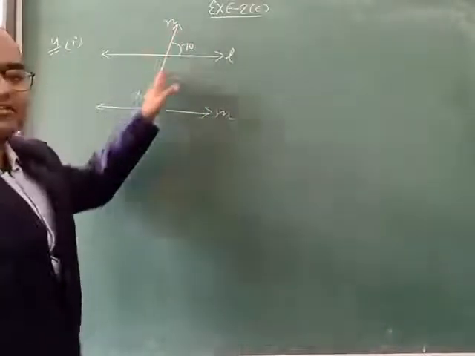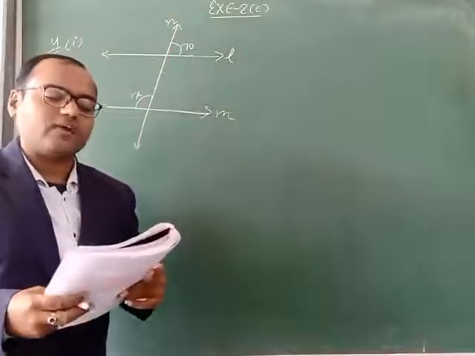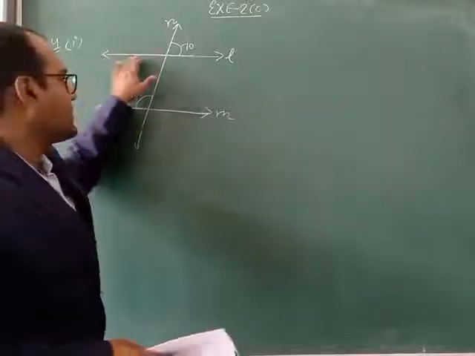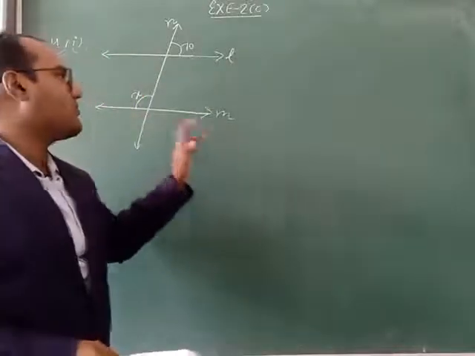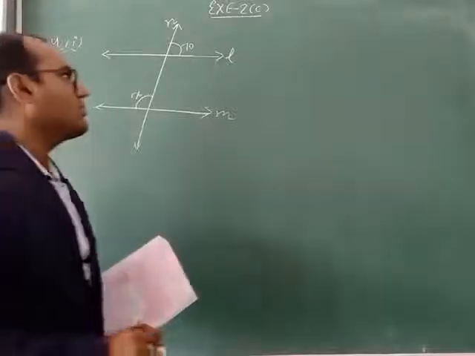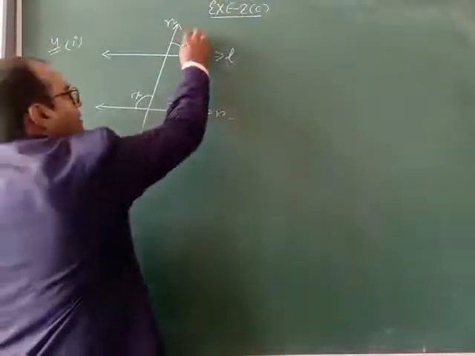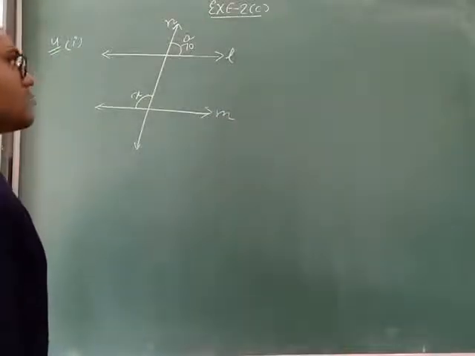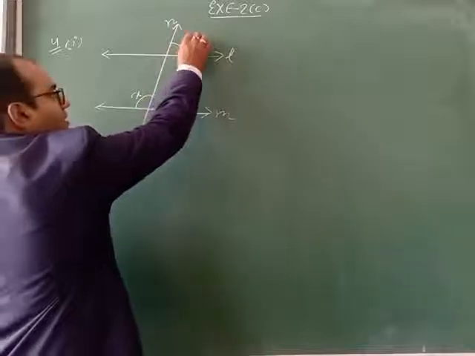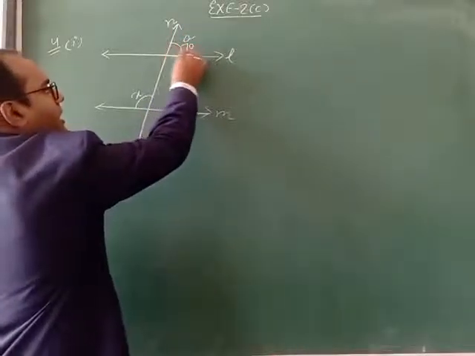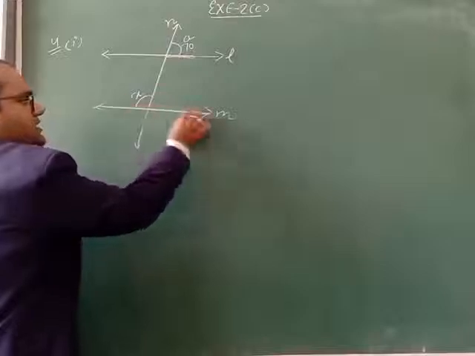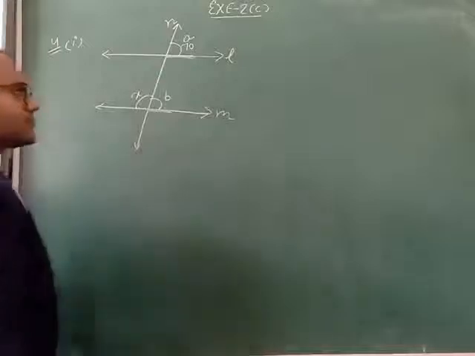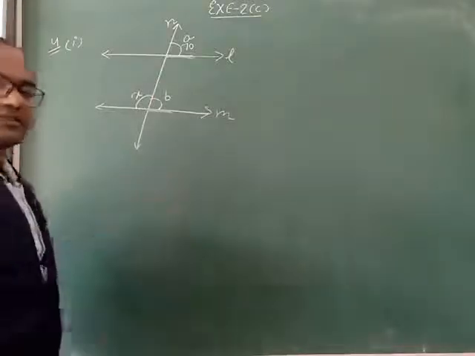This is the transversal, and in the heading of the question it is written: find X, and L is parallel to M. In the question heading it is given these two lines are parallel and we have to find X. So first of all, we will put a name here, alphabet A. Now in the next step, this angle A is above this parallel line. Another parallel line is this one, so above this parallel line we will put another alphabet name, let's say this is B.